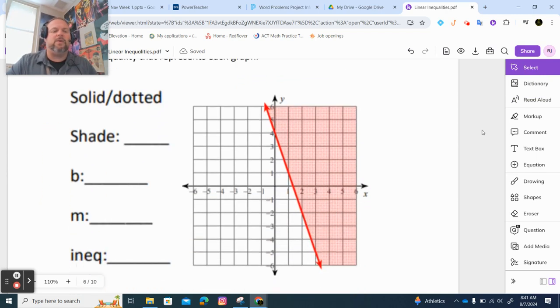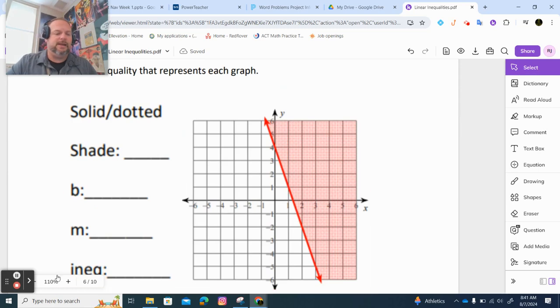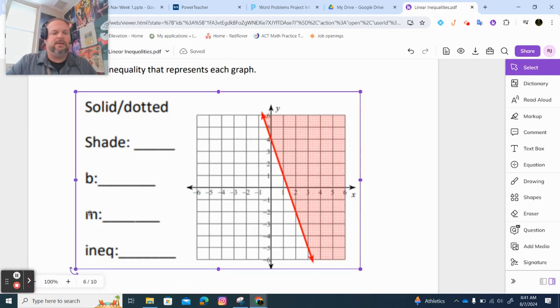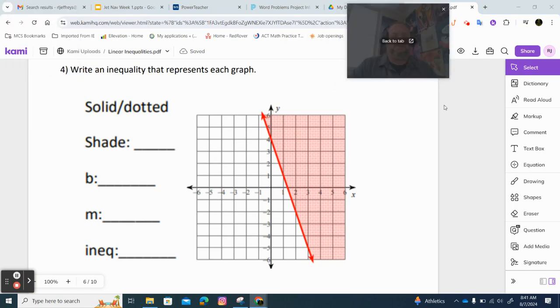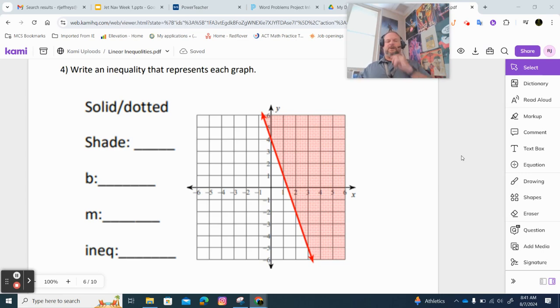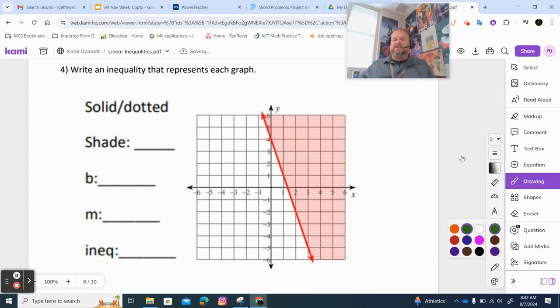So now we're going in reverse, like Missy Elliott said. So flip it and reverse it. All right. So first of all, is this a solid or dotted line? Solid. Okay. Is it shaded? Look, is it shaded above the line or below? Above.